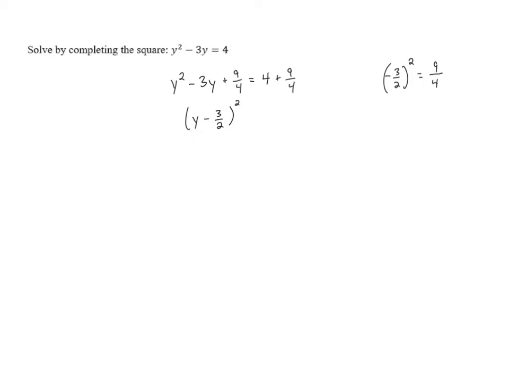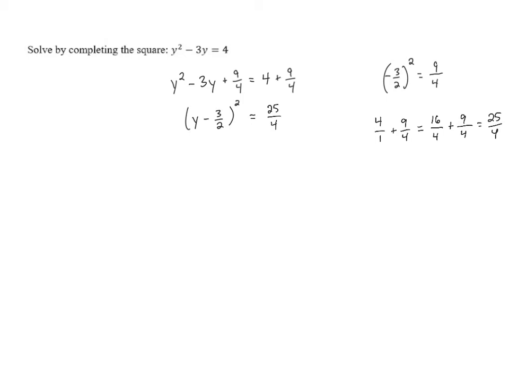On the right-hand side, we're going to have to add 4 plus 9/4. 4 is the same as 4 over 1. So we have 4 over 1 plus 9/4. We're going to need to have a common denominator. In this case, that'll be 4. 4 over 1 becomes 16/4. So we have 16/4 plus 9/4, which gives us 25/4. So on the right-hand side, we end up with 25/4.